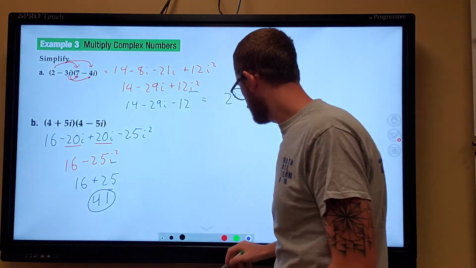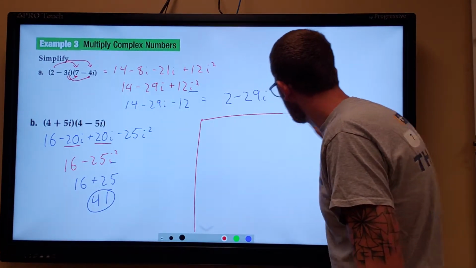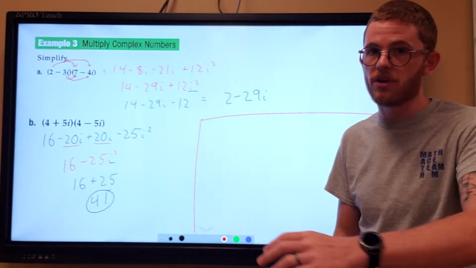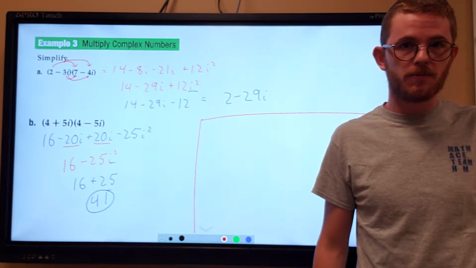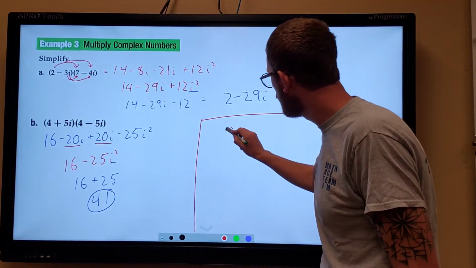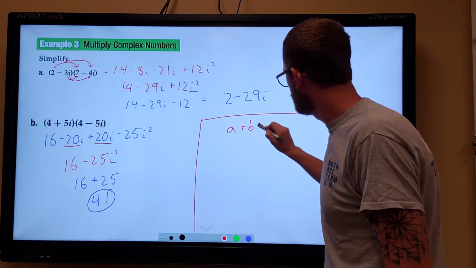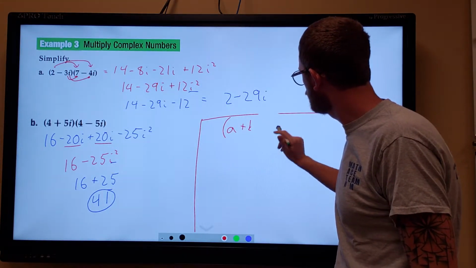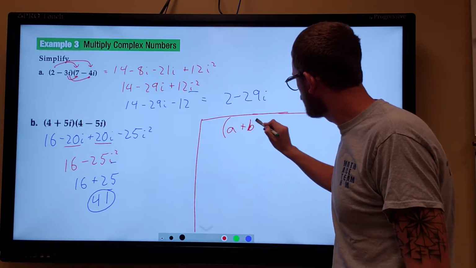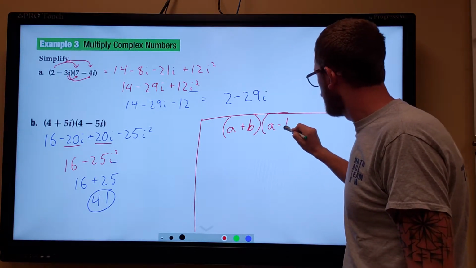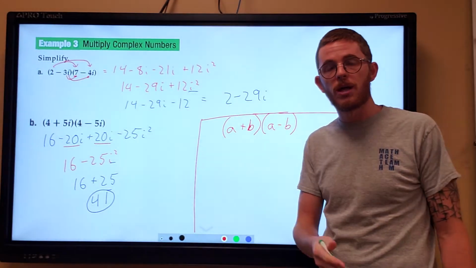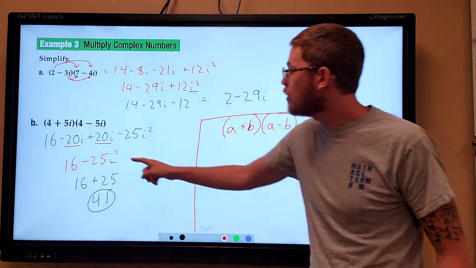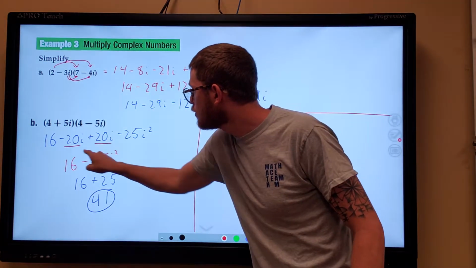In fact, here's a rule, really helpful. I'm going to refer to this the rest of the school year to simplify things. If you're ever multiplying a number, I'll use the i, actually. Let's just say a plus b times a minus b. If you're ever multiplying an expression times its conjugate, notice what happened here. A number times conjugate, middle stuff canceled out.